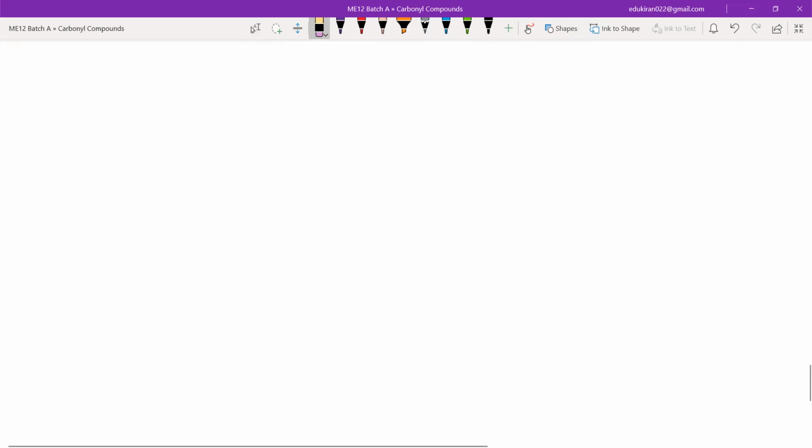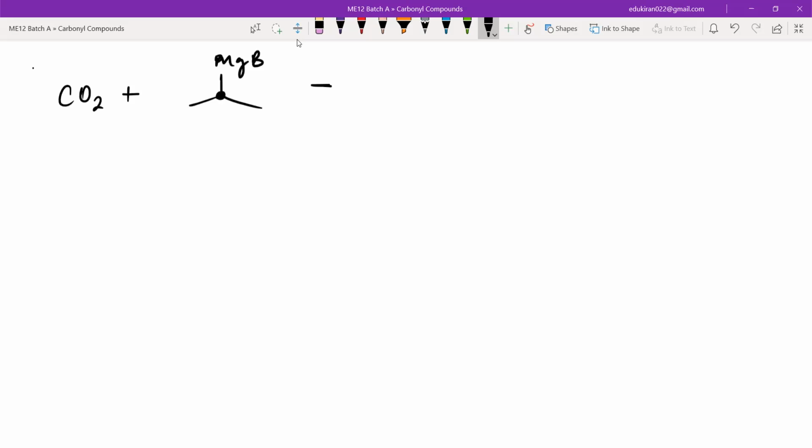Okay. So even you can make, for example, let us say, if I have CO2 plus I have something like MgBr like this. So this carbon is going to attack on the carbon double bond O, and there will be O and this carbon is going to attack. And where there was MgBr, there was the Grignard reagent, and at that place you are going to get the carboxylic acid.